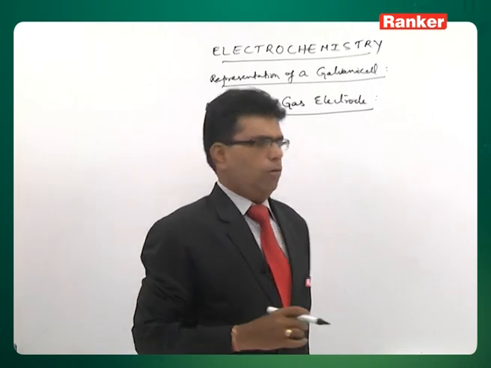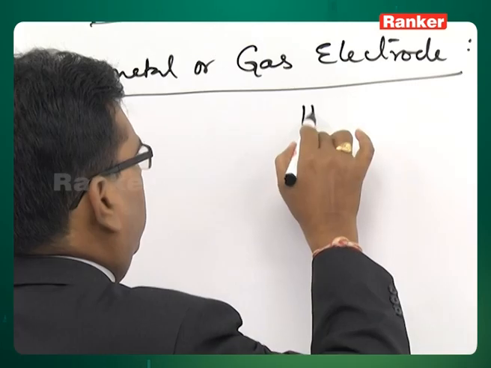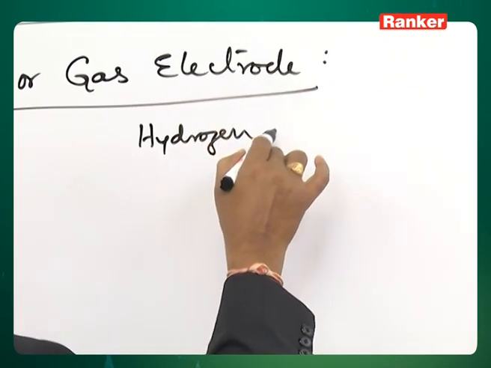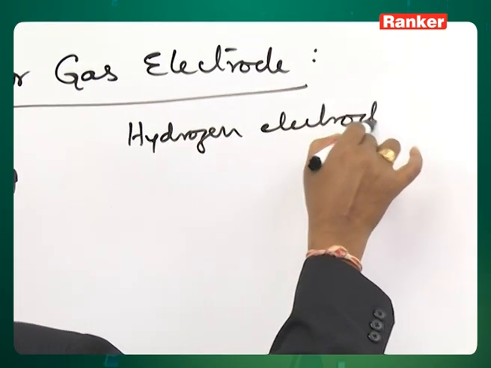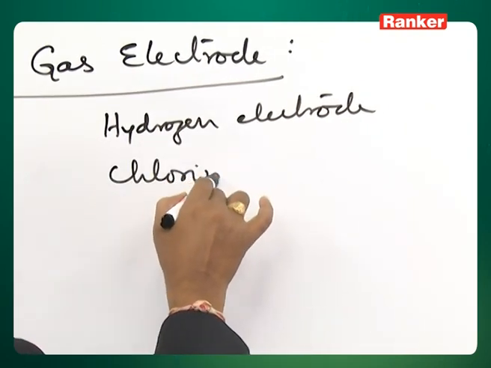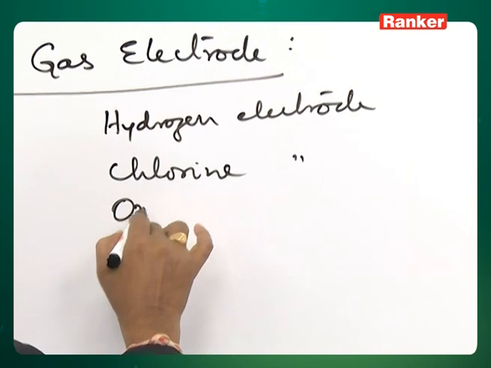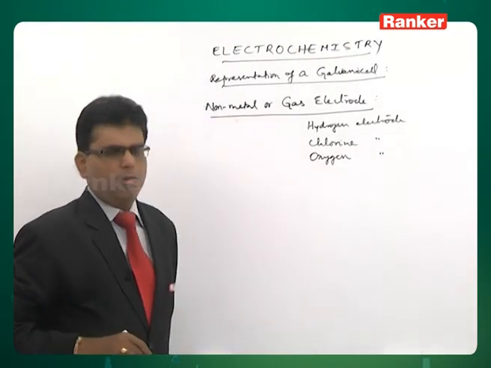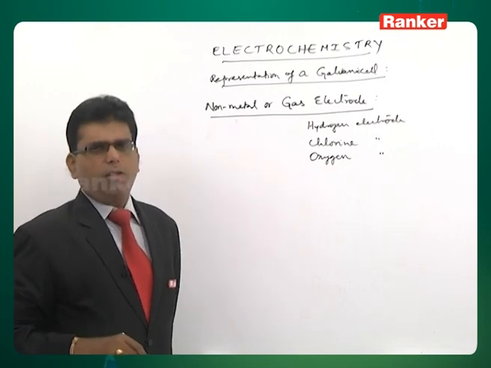A non-metal electrode. For example, here we can have a hydrogen electrode, chlorine electrode, oxygen electrode. Then how to construct a non-metal electrode?